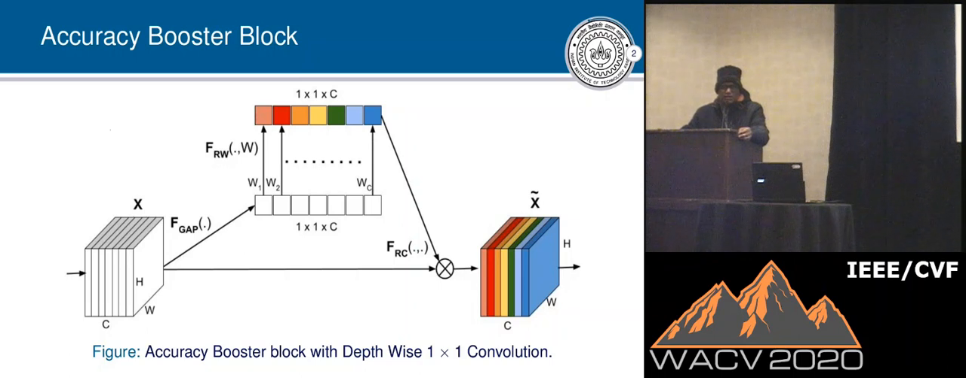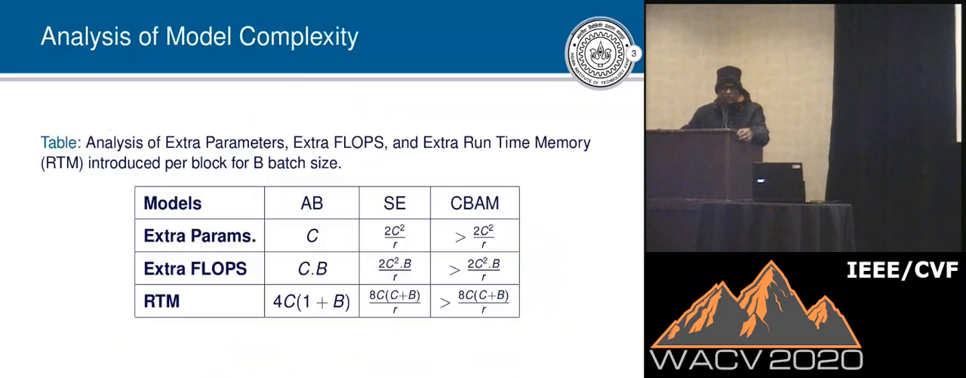This is our proposed approach, where we first apply global average pooling, then a depth-wise 1x1 convolutional filter, then batch normalization, and then a sigmoid operator to get recalibration weights. These recalibration weights are multiplied with the input feature map to get recalibrated output feature maps. In these recalibrated output feature maps, informative features are highlighted and less informative or spurious features are suppressed. By doing this, we are increasing the model accuracy.